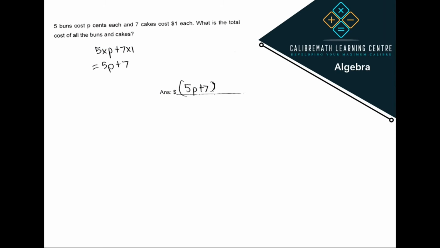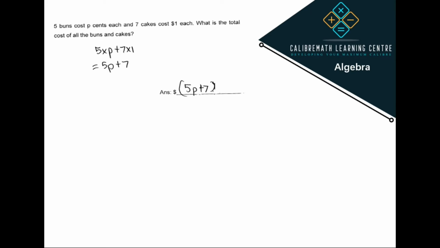Looking at another common mistake that students make in the topic of algebra. For an example here of a student's working, let's take a look at what went wrong in his solution and let's see if you can find out what his mistake is. So let's read the question first. 5 buns cost P cents each and 7 cakes cost $1 each. What is the total cost of all the buns and cakes?